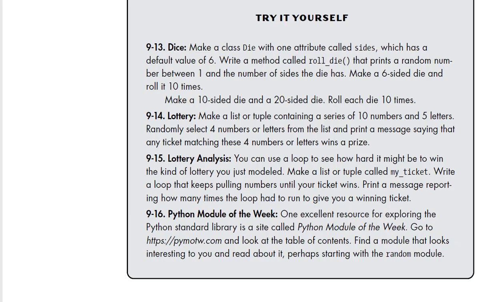Next, we're going to look at your 2 final labs for chapter 9, and they are dice and lottery. We'll make a class called die with one attribute called sides, which has a default value of 6. Then write a method called roll die that prints a random number between 1 and the number of sides the die has. Make a 6-sided die and roll it 10 times, and then make a 10-sided die and a 20-sided die and roll each die 10 times. We're going to go through this lab, set up a template for you, and then we'll look at 9-14.